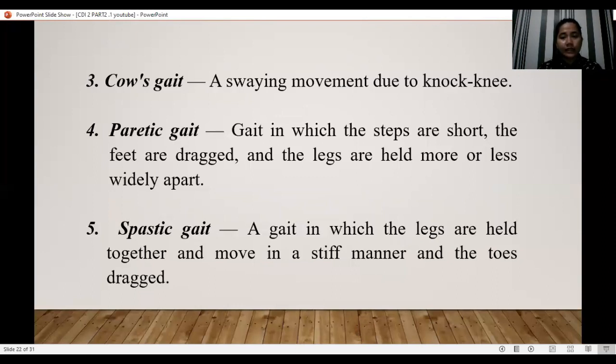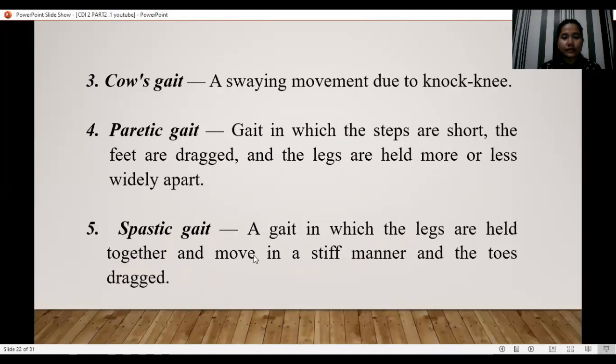So cow gait, it is the swaying movement due to a lack knee. So when we say knock knee, ito yung mga pike, tinatawag natin na mga pike. So we have the paretic gait, a gait in which the steps are short and the feet are dragged and the legs are held more or less widely apart. So the next type of gait, we have the spastic gait.